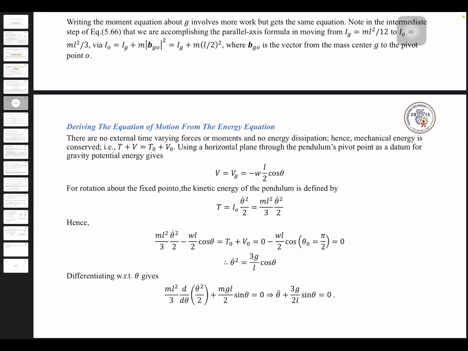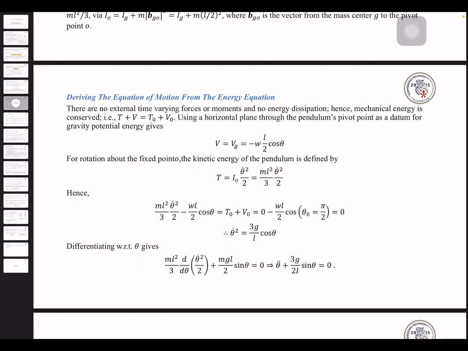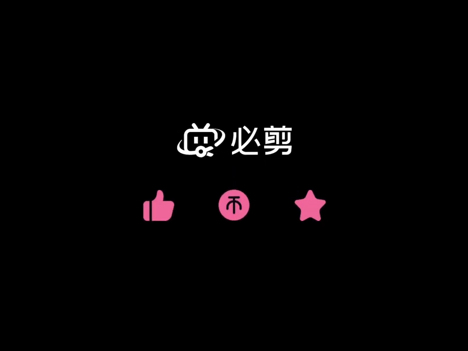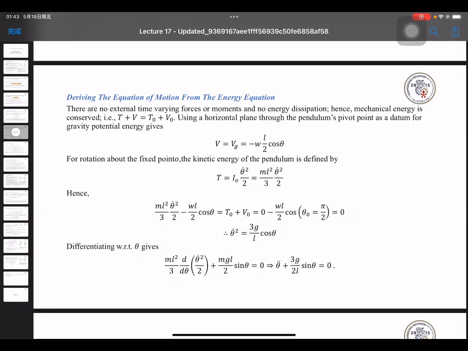Deriving the equation of motion from the energy equation: there are no external time varying forces or moments, or energy dissipation. Hence, mechanical energy is conserved. Using the energy equation, T plus V is equal to T0 plus V0, meaning the potential energy and the kinetic energy.